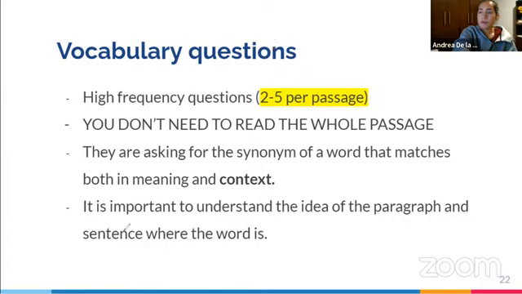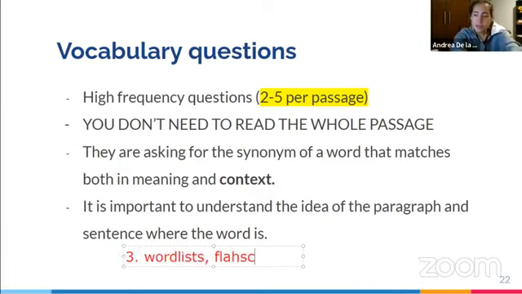Third, and very important, don't memorize word lists or do flashcards either. To be honest, I don't suggest that you do this, because this isn't real. You will forget all those words that you memorized in a couple of days. What you gotta do is learn words by context.